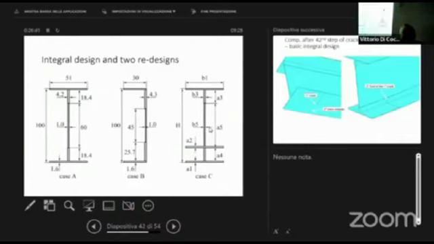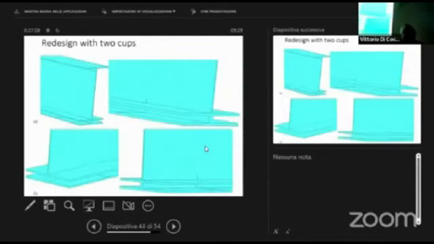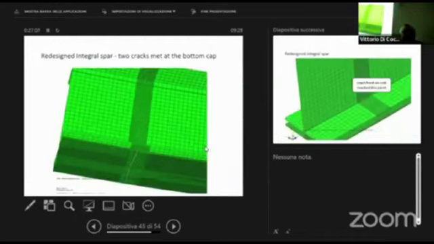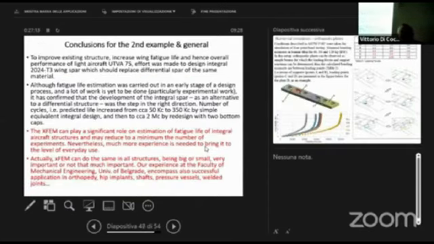And not only that, but we introduced a modified integral structure with a double-decker solution, in a way, with a double bottom cap of the spar. A few nice figures show how it went all the way, and the final result: 2 million cycles. So that is a phenomenal improvement, and by that I may conclude on time.